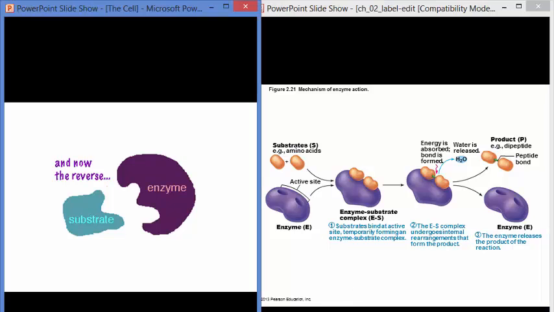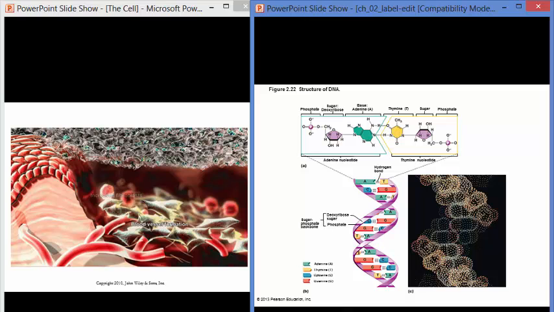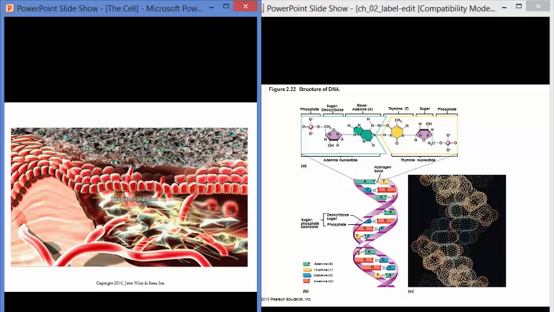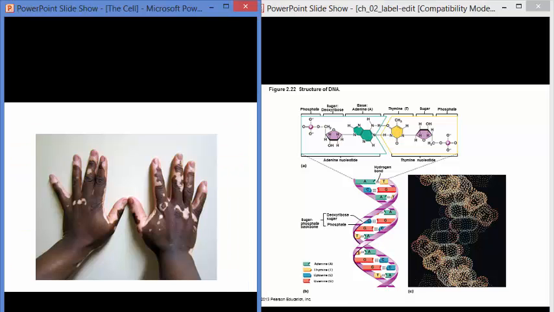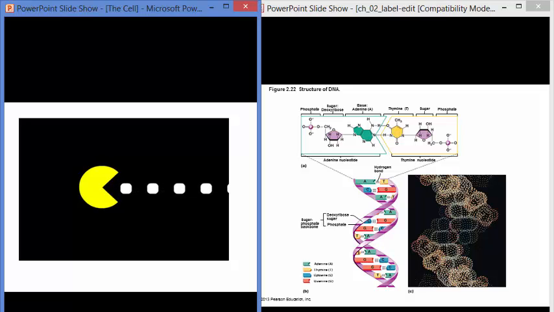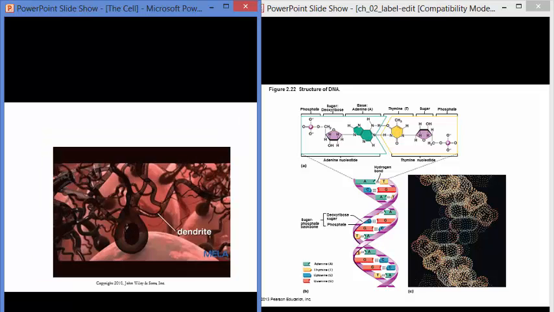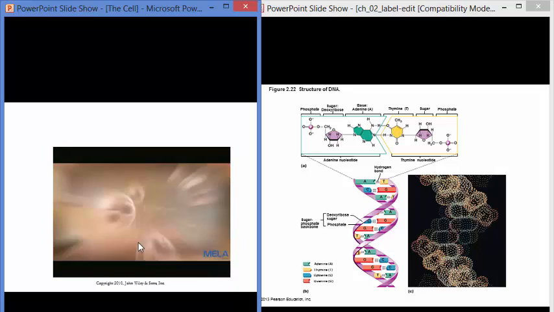And now we'll move on to talk about nucleic acids, right? We'll talk about these nucleic acids or some other proteins in the body. So melanin, right? Melanin is an example of a protein that we'll talk about.